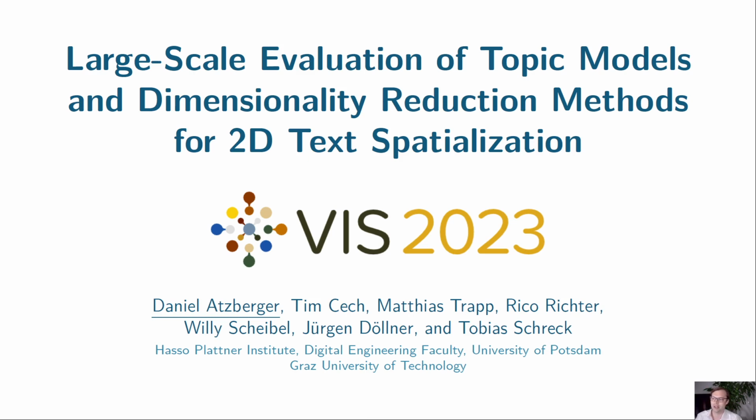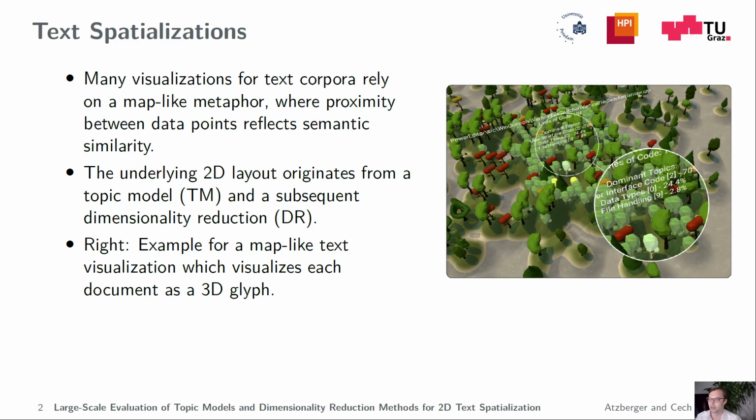In this talk I will present the paper Large-Scale Evaluation of Topic Models and Dimensionality Reduction Methods for 2D Text Spatialization, which is a joint work of me and my colleagues from the Hasso-Plattner Institute and the University of Potsdam, Germany, and Tobias Schreck from the Graz University of Technology in Austria.